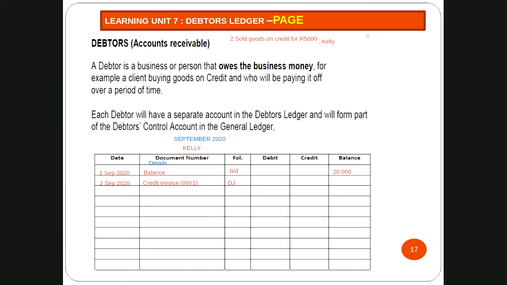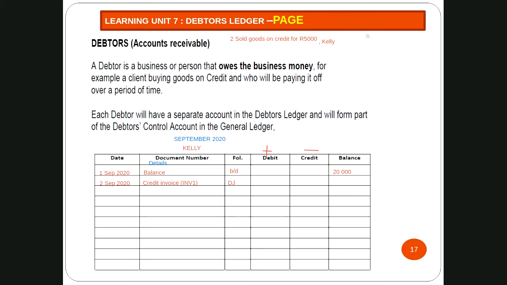If I was writing an exam, I'm just going to do something like this. Sorry, guys, I don't have a ruler here. And then I put something like this, it will help me. So when I sold to Kelly, what do you expect Kelly's account to do? Will the account for Kelly increase or decrease? I'm selling to Kelly on credit. It will increase because I'm selling to Kelly.